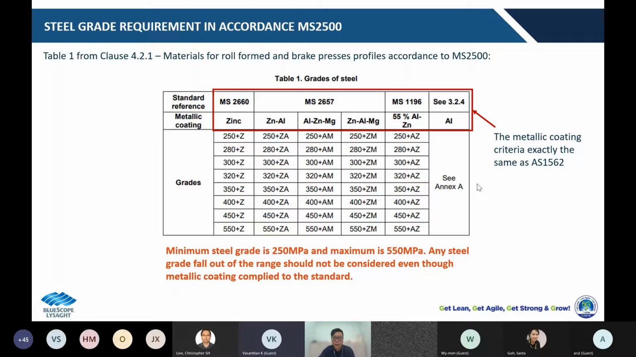So what this means to help you assess the product is, if any supplier offers you a roofing and walling product that is roll form or press brake with a steel grade lower than 250 or greater than 550, and commits that the performance is guaranteed, then you may need to get more proof from the supplier to show the competency, because as specified in the code, it is not allowed to have lower than 250 and higher than 550.